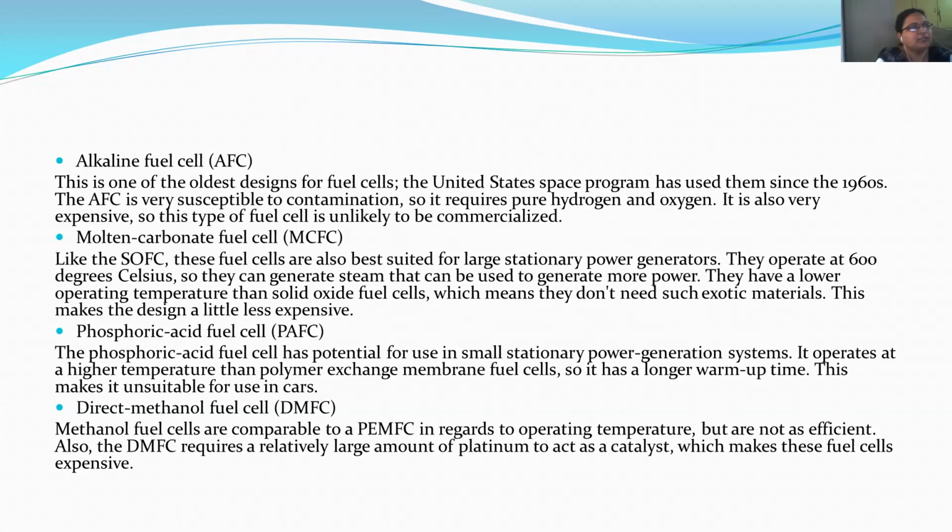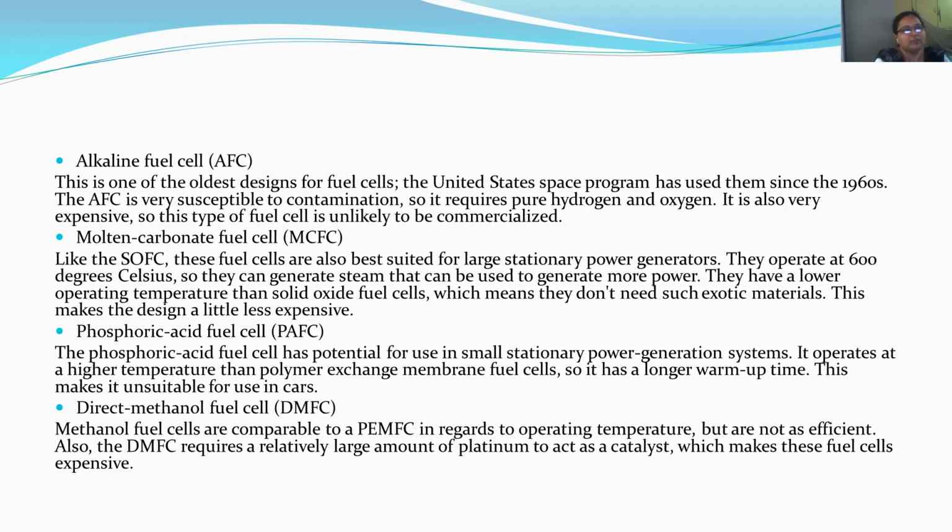Then we have the phosphoric acid fuel cell. The phosphoric acid fuel cell also has potential use in stationary power generation systems. It operates at a higher temperature than polymer exchange membrane fuel cells. So it has a longer warm-up time and this makes it unsuitable for use in cars.